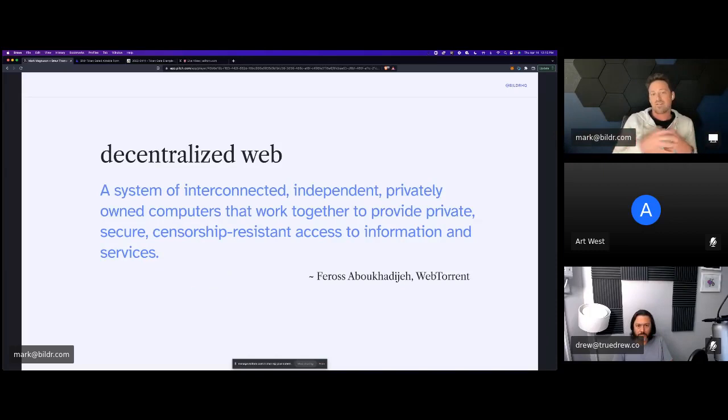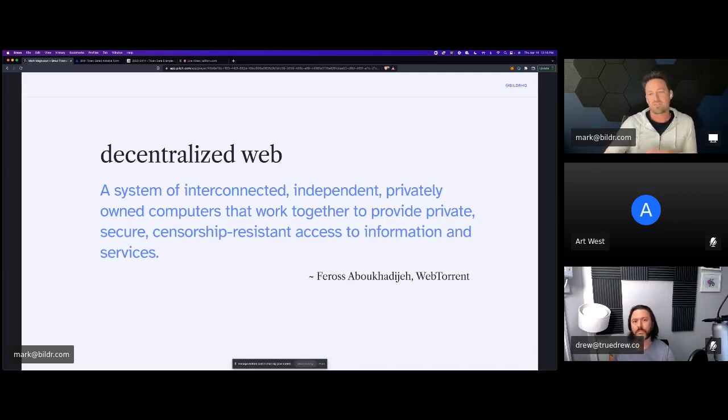So to bring all that back in, the decentralized web, this is my favorite definition of it that I've found so far. This is the founder of WebTorrent, and you can read that, but it's basically saying that it's a system of privately owned computers that are providing the information and the services in a way that can't easily be taken down, right? That's kind of the goal of it.